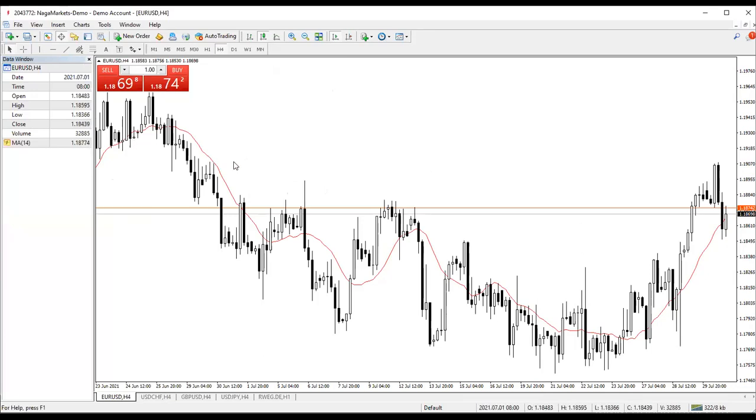What the data window does is this. Can you check what is happening right now as I'm moving my cursor on the chart? As I'm moving my cursor on the chart, you will see that everything is moving. The numbers are moving.